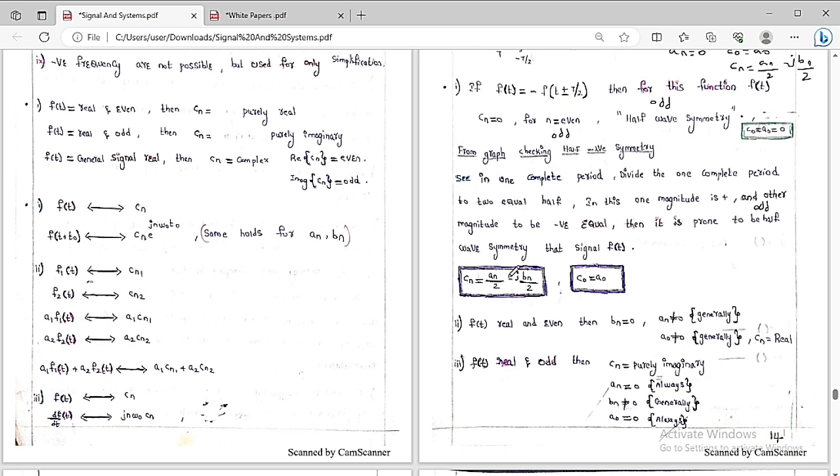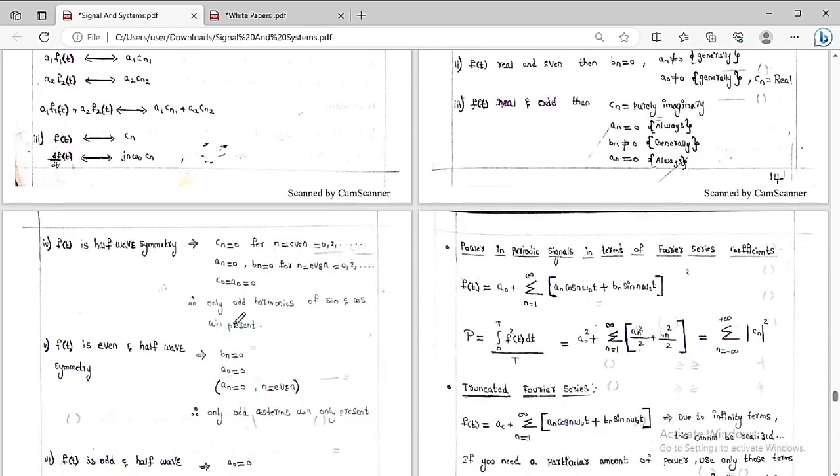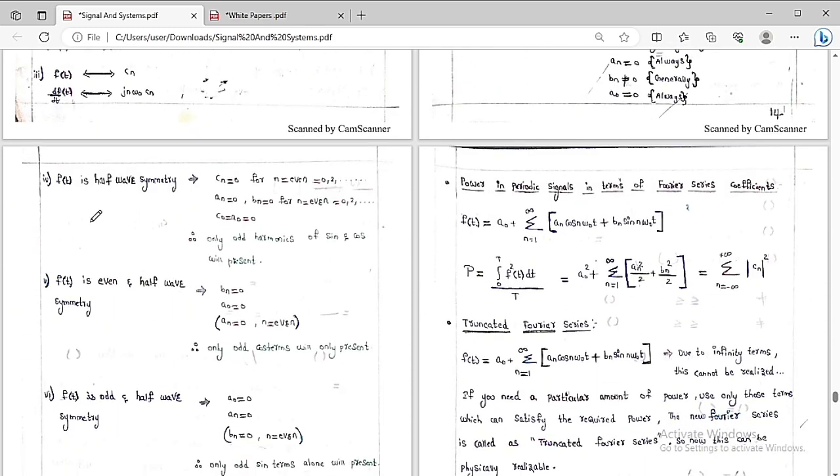If you substitute here, as an is equal to 0 and bn is not equal to 0, only the imaginary part is going to be present. So Cn is purely imaginary. Now let's go for another thing.